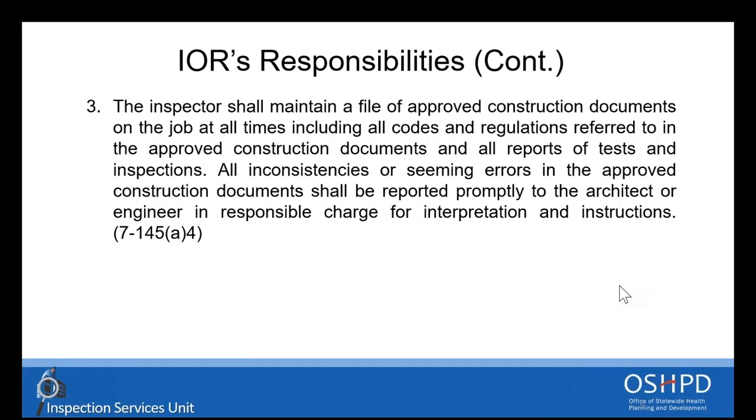Number 3 is: the inspector shall maintain a file of approved construction documents on the job at all times, including all codes and regulations referred to in the approved construction documents and all reports of tests and inspections. And delete the second sentence, because that's 7145A3 that I covered earlier. I apologize, I made a mistake when copying and pasting. This might be in the observation forms that I mistakenly duplicated. So this is 7145A4.